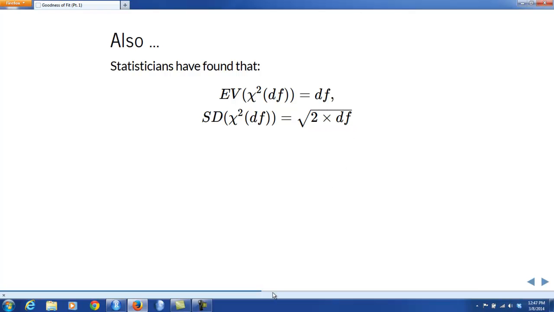The notation looks pretty technical, but it comes down to this. If you're working with a chi-square random variable with a certain number of degrees of freedom, then you can expect it to work out to be about the degrees of freedom on average, give or take the square root of twice the degrees of freedom, or so.